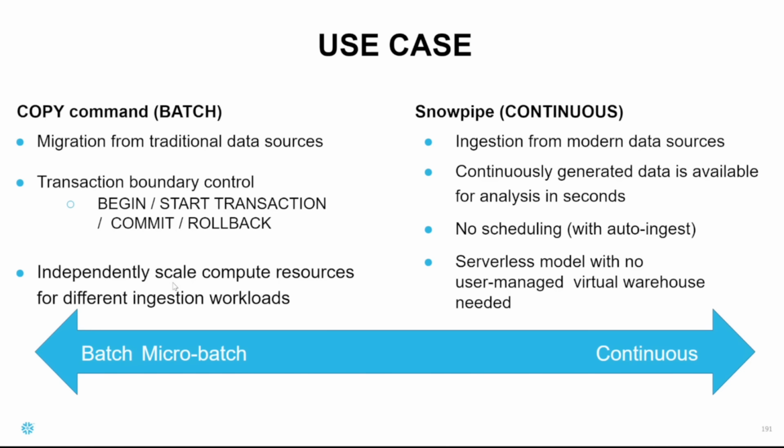If you have too many files, you can use a larger warehouse. If you have small files, you can use a small warehouse. But Snowpipe also gives you a serverless model where you don't have to specify the virtual warehouse. Snowflake will automatically take care of that based on the load which is currently running as part of the Snowpipe. So this is how you can differentiate and use the copy command and Snowpipe based on your use case.